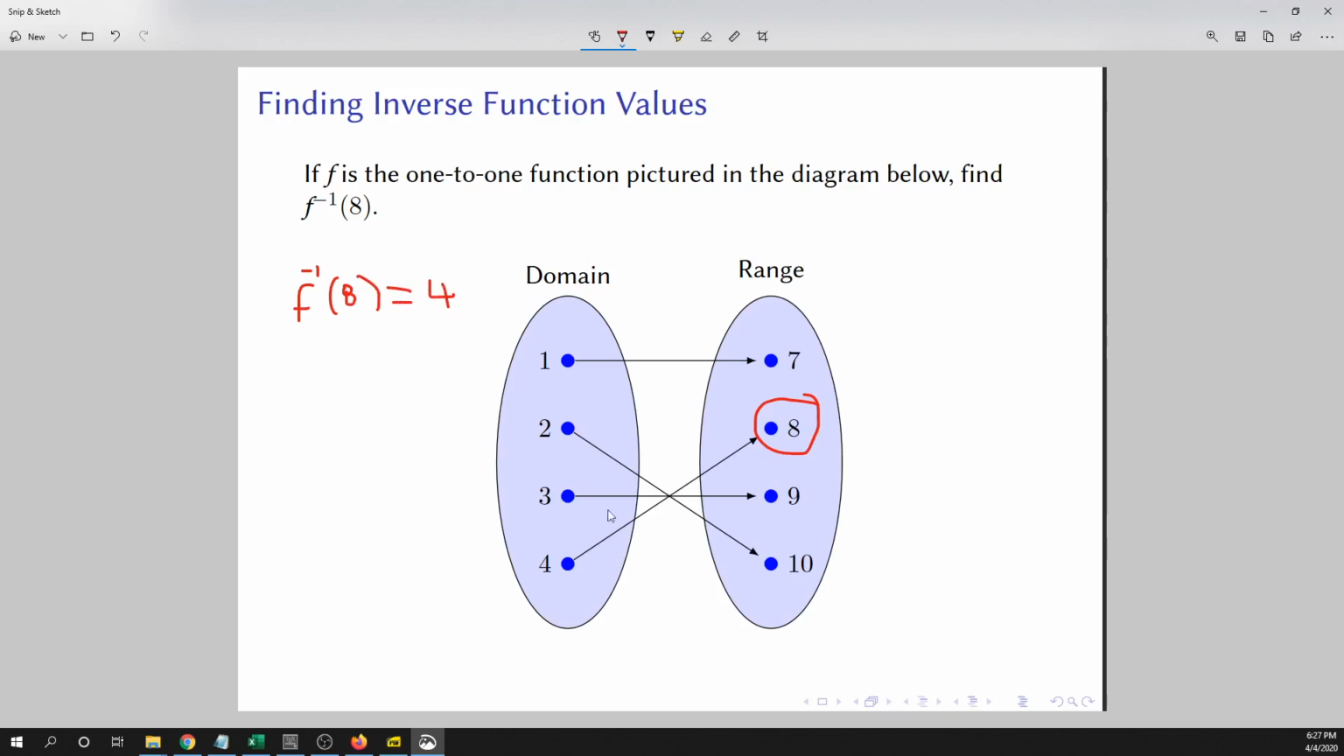Okay. Similarly, you can think about it the other way that we have also been thinking about it, right? If you just find f of 4, start over here in the domain with the 4 and follow the arrow. That would give you an 8. So basically that means if I had the formula for this function and I plugged in a 4, I would get an 8. And again, if I take this 8 and plug it into the inverse, I'm going to get this number back, right?